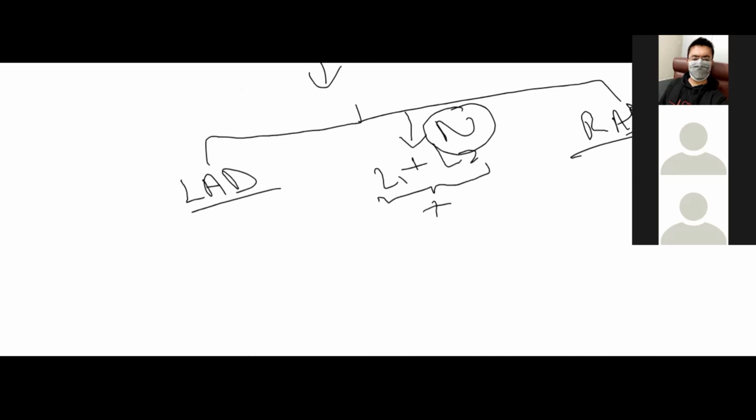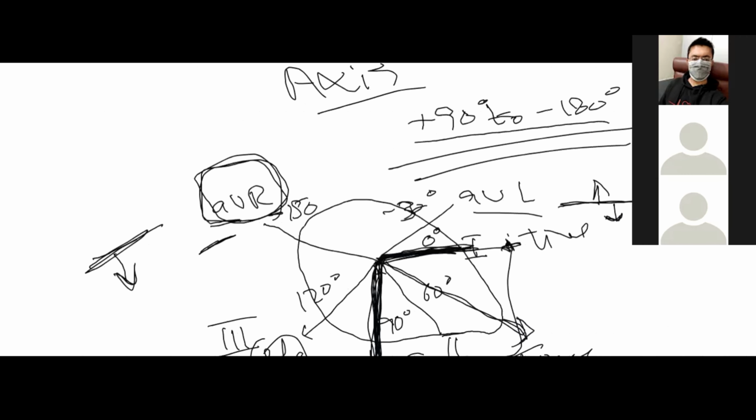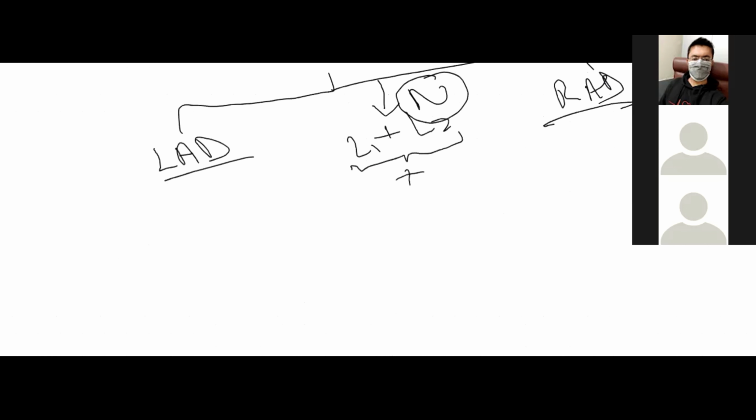What will happen in left axis deviation? In left axis deviation, the normal axis of the heart that was in between plus 90 to minus 180 degrees will be deviated towards the left, and it will lie in between minus 30 degrees to minus 90 degrees.